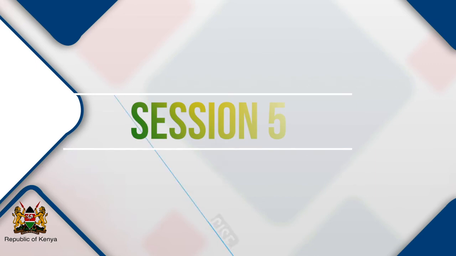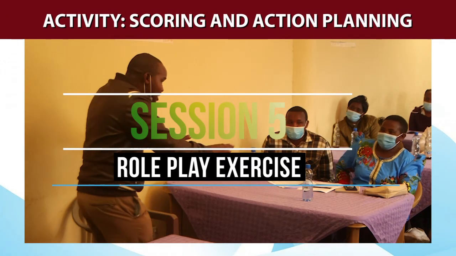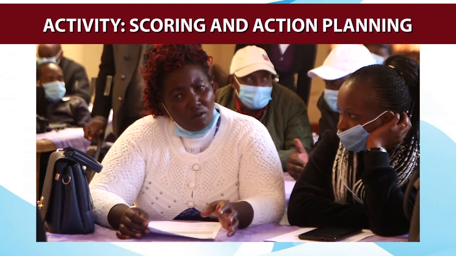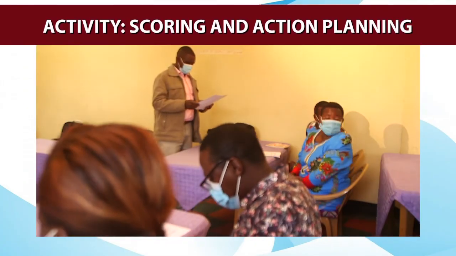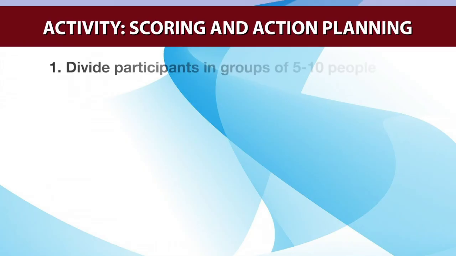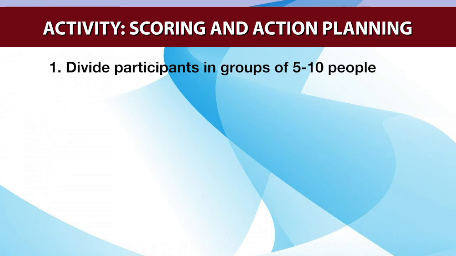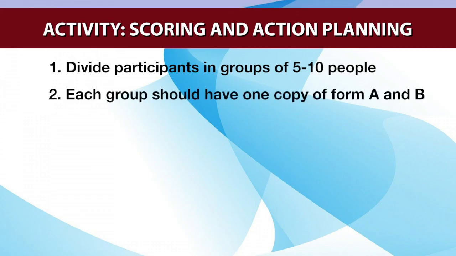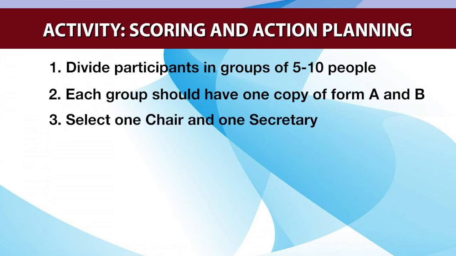Session 5. Role Play Exercise. Activity: Scoring and Action Planning. 1. Divide participants into groups of 5 to 10 people. 2. Each group should have 1 copy of Form A and B. 3. Select 1 chair and 1 secretary.